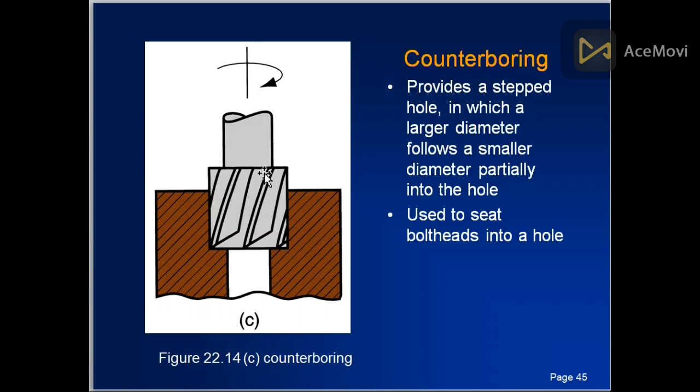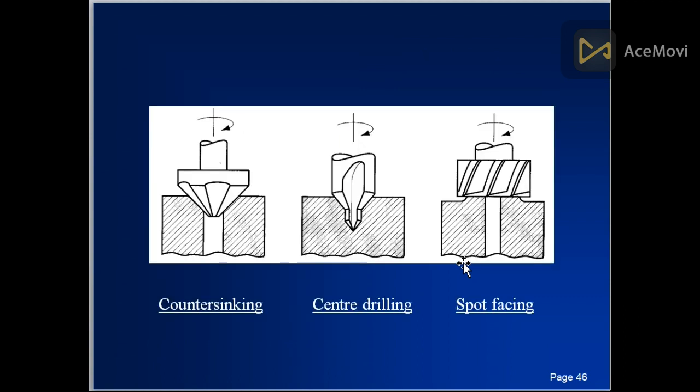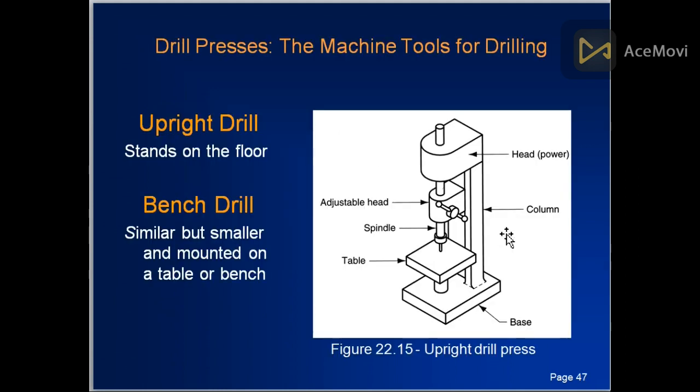Counterboring provides a stepped hole in which a larger diameter leads into a smaller diameter partially into the hole. This is smaller, this is larger. It is used to seat a bolt head in the hole. Just like in wooden tables, there is a head and there is a space made for the head of the nut to be placed. Countersinking is like this. Center drilling is a step in this way, and spot facing is cleaning up upper surfaces.